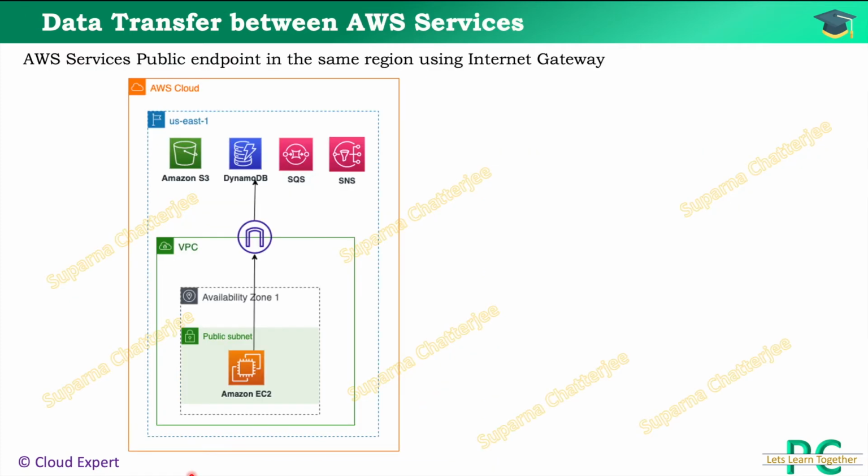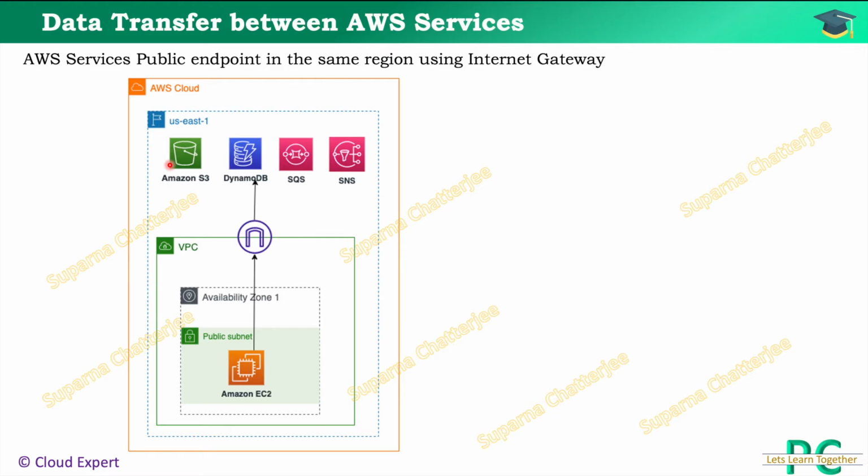Next, let's try to understand data transfer between AWS services. For this use case, let's consider that we have one VPC. Inside the VPC, we have a public subnet and an EC2 instance in that public subnet. We are trying to communicate with AWS services using public endpoints. Maybe you are trying to access data from Amazon S3, Amazon DynamoDB, SQS, or SNS.